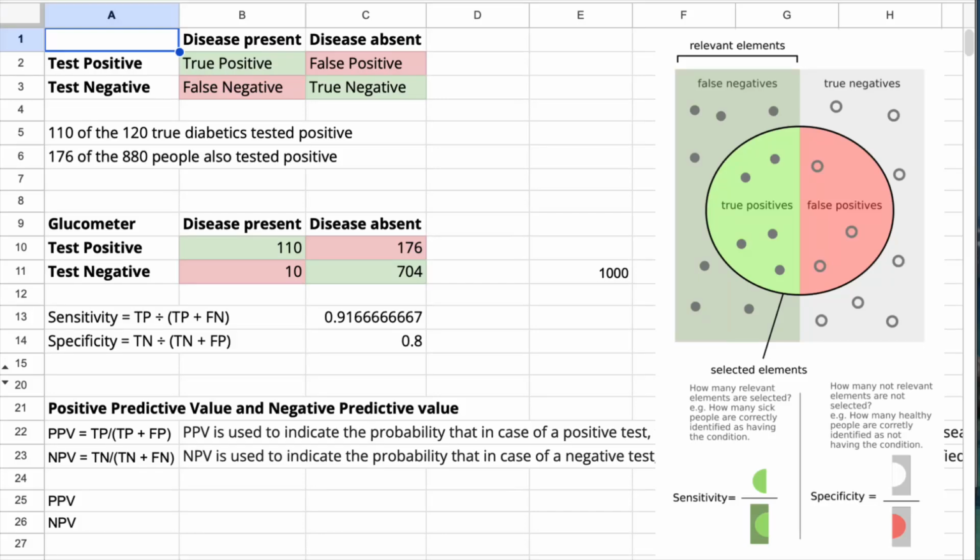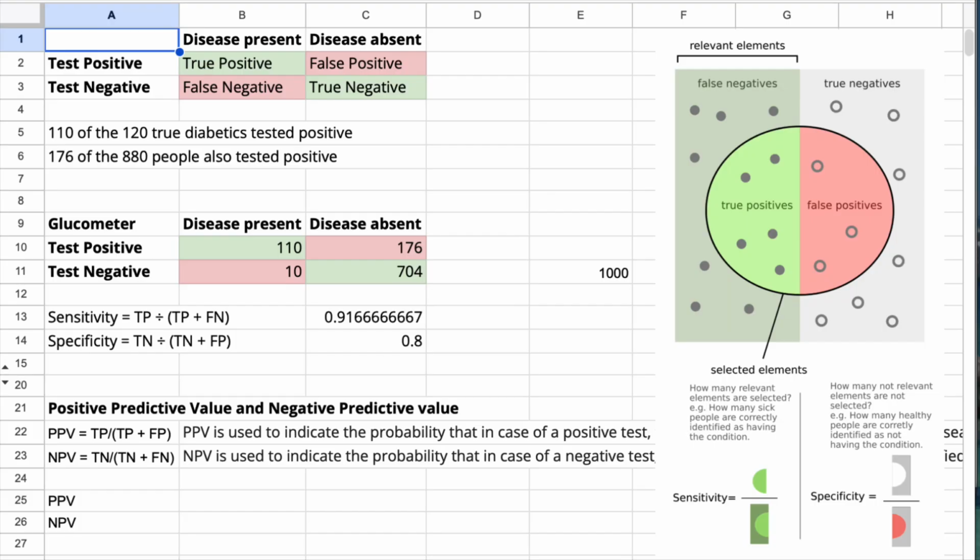This is a follow-on to an earlier video, which will be linked below, that covers two more concepts in the medical testing field. For example, in screening tests, these two new quantities answer the question, if I have a positive test, what is the probability that I actually have the disease? And if I have a negative test, what is the probability that I do not have the disease?